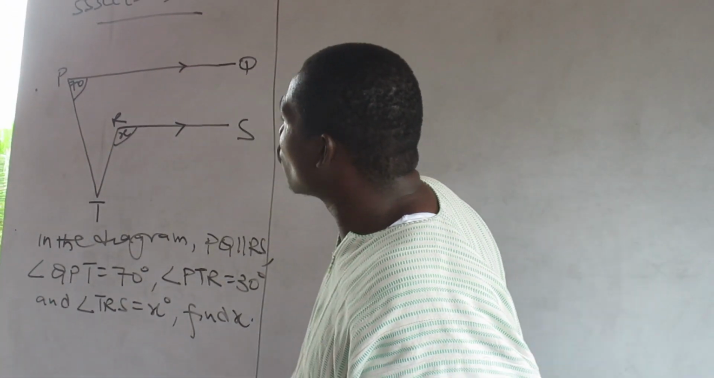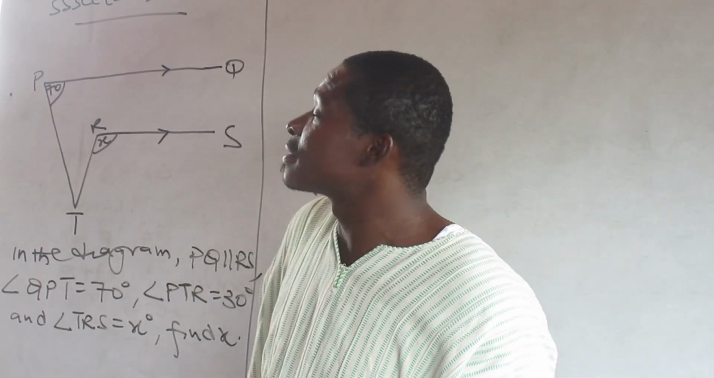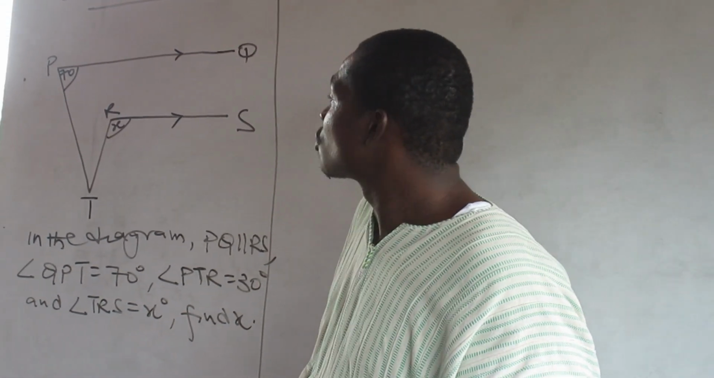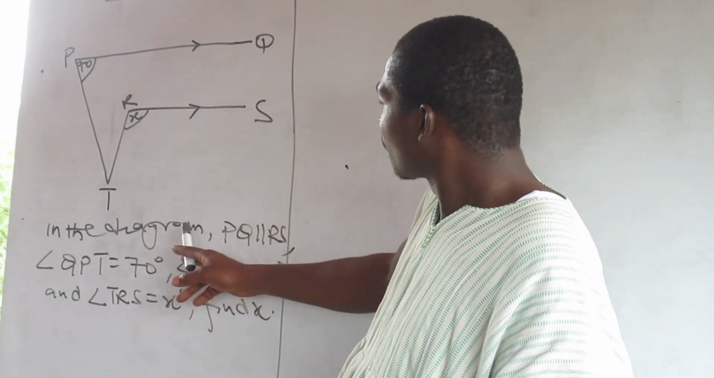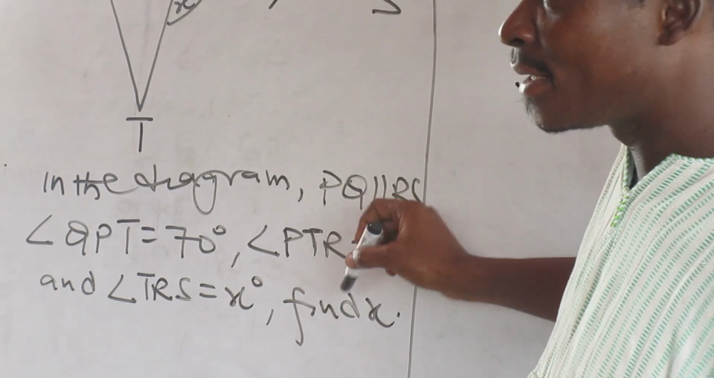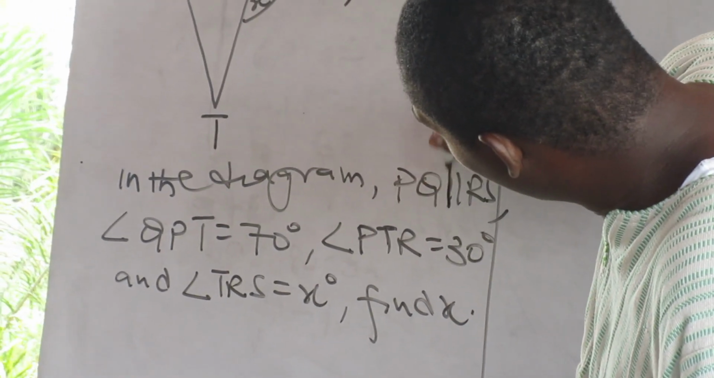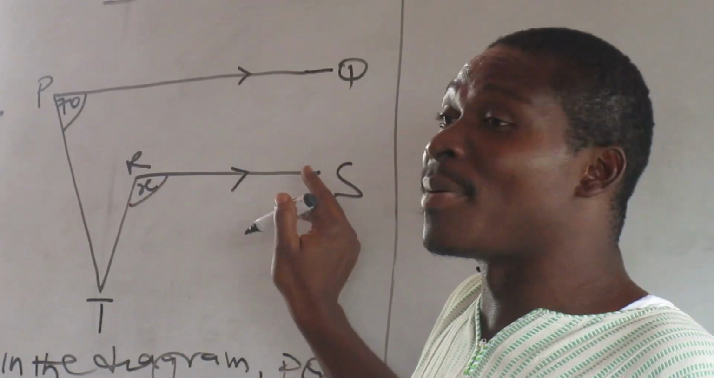So we want to look at our next application question. It's a sample SSC question, twice appearance. That is what we have seen so far. In the diagram, PQ is parallel, right? This thing here means parallel. It's parallel to our arrays. So this and this are parallel. Are you okay?